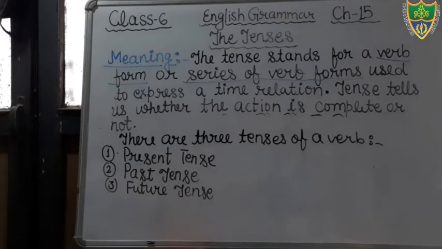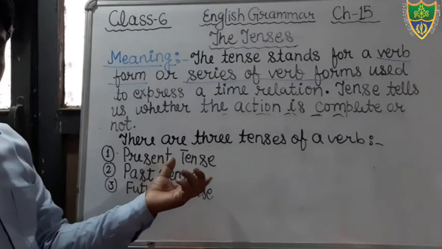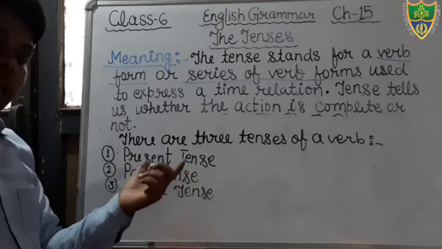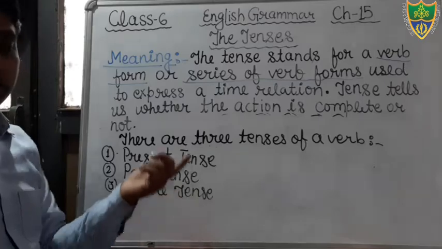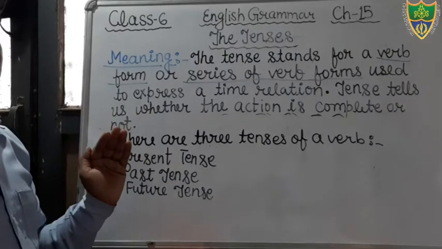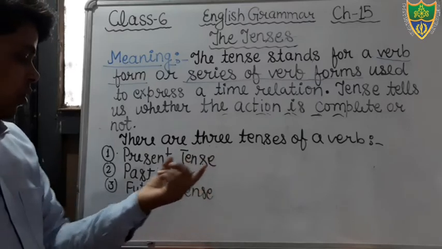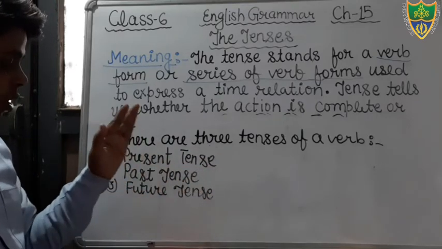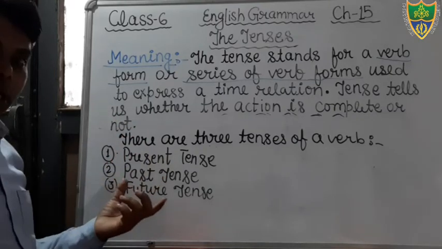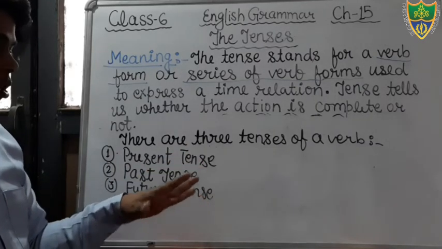Yes, friends, each of these three tenses has four parts. Present tense has four parts, past tense has four parts, and future tense also has four parts. So in this way there are 12 kinds of tenses. Mainly there are only three, but each tense contains four sub kinds, so in total there are 12 kinds of tenses. We will discuss that.